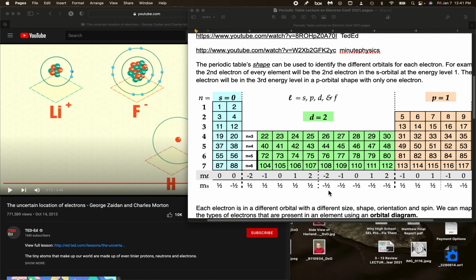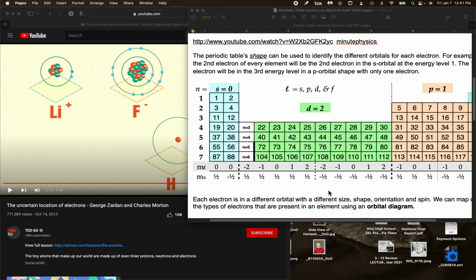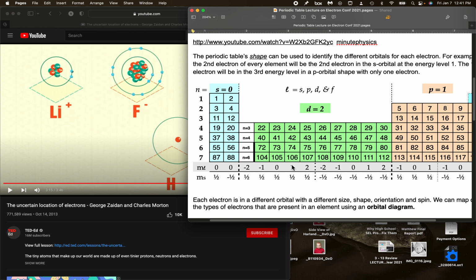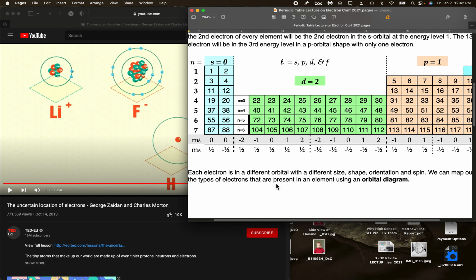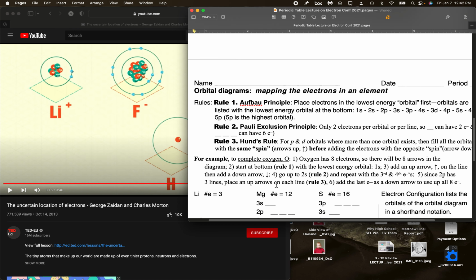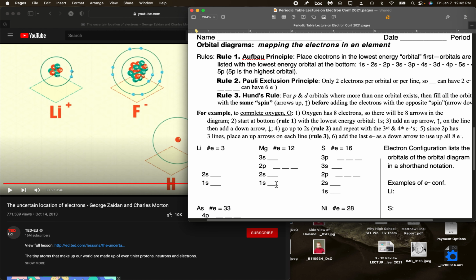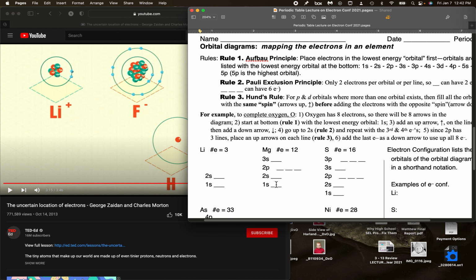All right, so what's all this mean? We're going to fill in every electron, and every electron has an energy level, it has a shape, an S, a P, a D, it has an orientation, and it has a spin. So every electron is different, and an orbital diagram maps out all of those different electrons that exist for an atom. There are 3 rules.